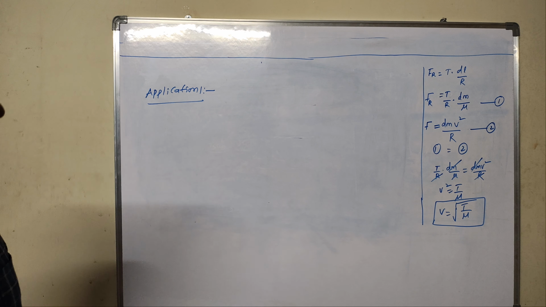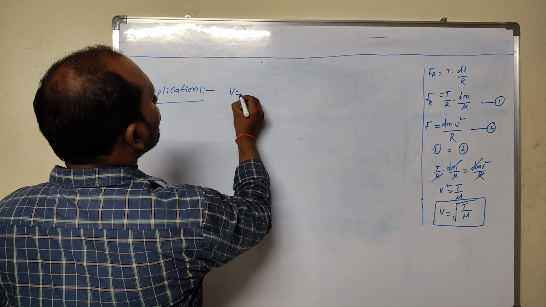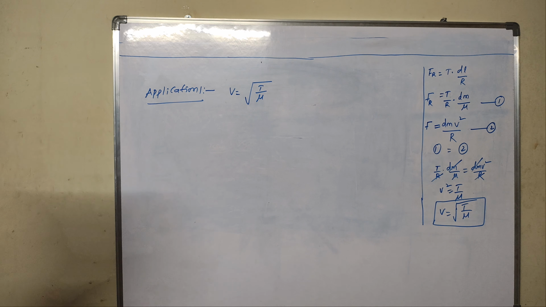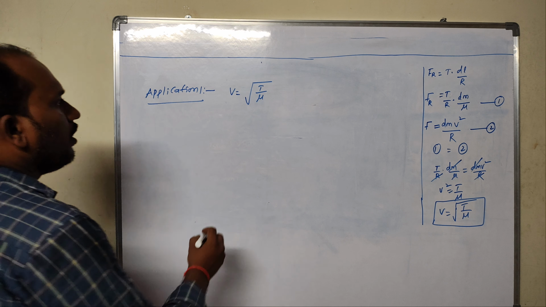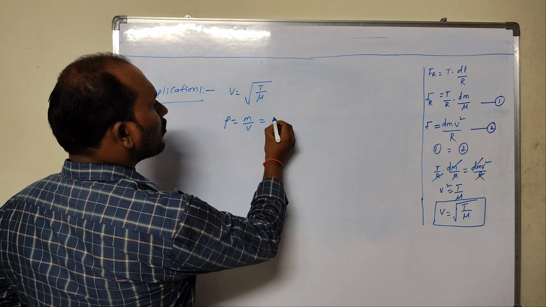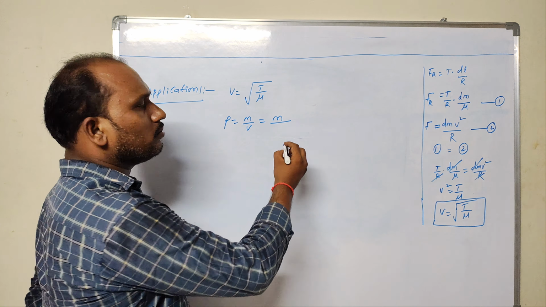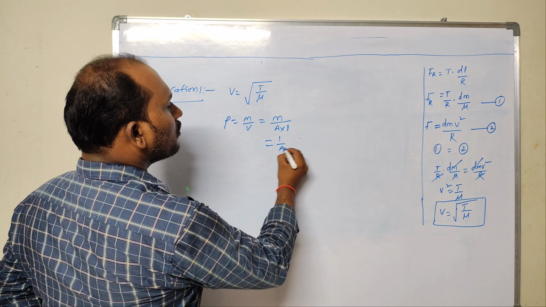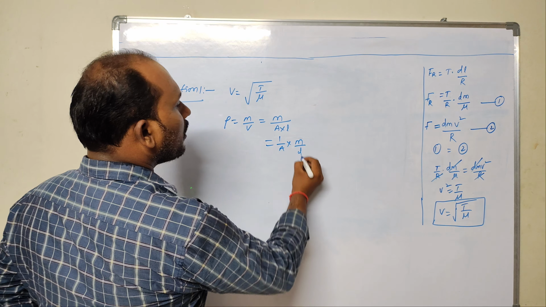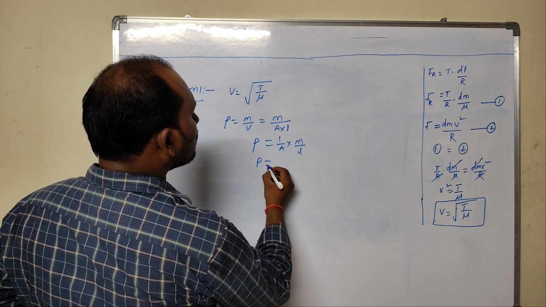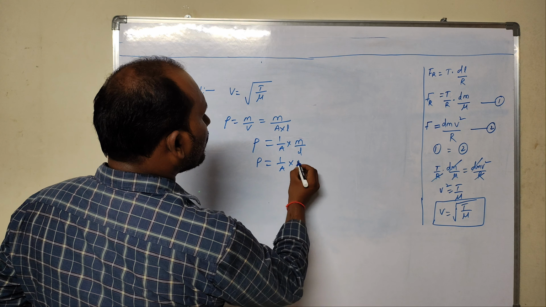So what is the formula, guys? V is equal to root of T by mu. What is the density formula here? Density is equal to mass by volume, everybody knows. Volume means area into length. So 1 by A into M by L, agree or not, is equal to rho. So rho is equal to 1 by A into mu.